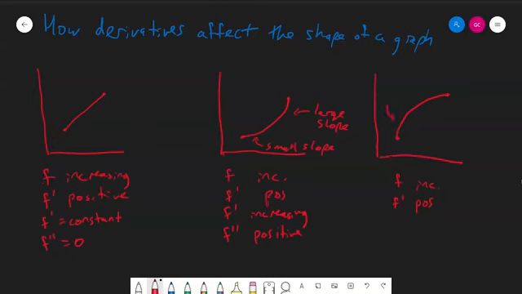And finally, in this last case, we start with a large slope, and then we end with a small slope. So that means that f prime is decreasing. And so f double prime is negative. So we see that information about the second derivative helps you to distinguish between these three basic ways of increasing from one point to another.